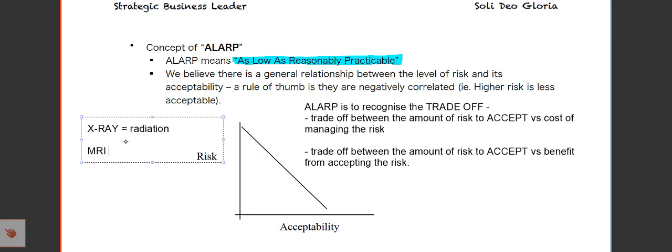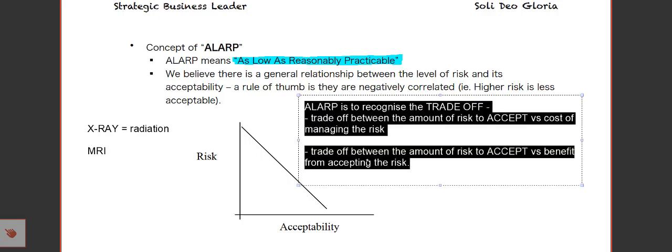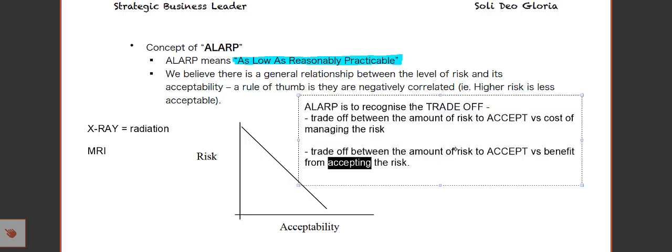So if you just fall off your chair, you just want to know whether you fractured your bone, you can do MRI if you want, which is safer. But you can do X-ray, which is a fraction of the cost. Which one will you do? Now, that's an example of the second way of how ALAP is. That we accept the risk as a trade-off to the benefits that we're going to derive from the risk.